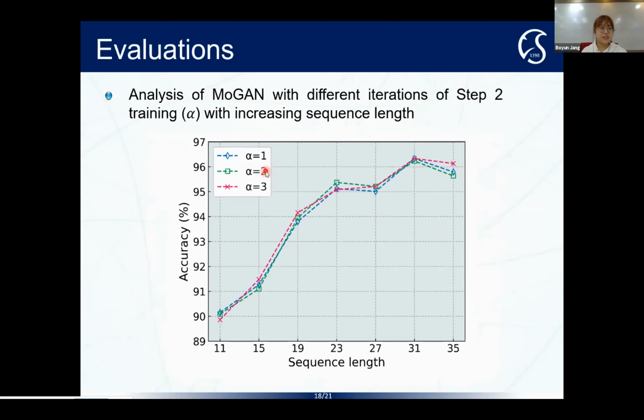Next, we varied the iterations of the additional training step. However, there was no difference in accuracy, and increasing the iterations of the additional step means increasing computational cost. So we can say one iteration of step 2 per epoch shows better performance than others.